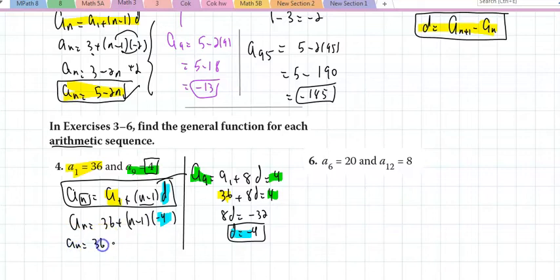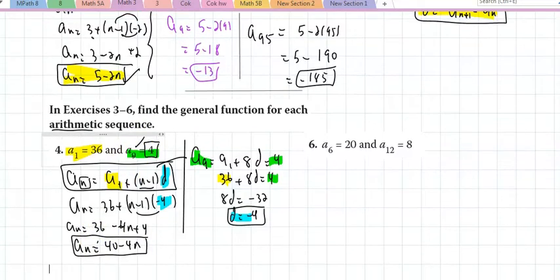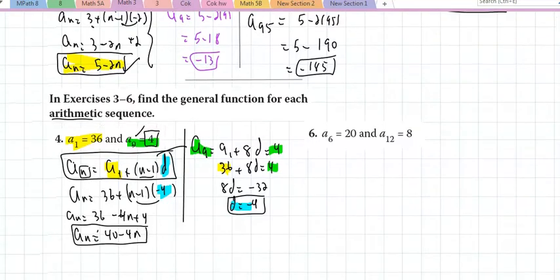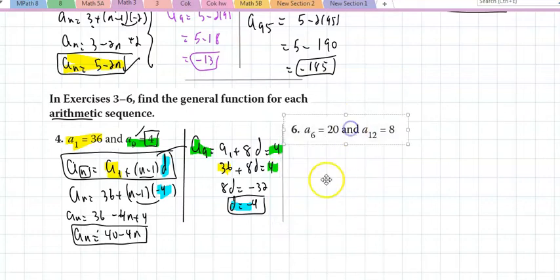That is 36 minus 4n plus 4. So the general term is 40 minus 4n. That will find any term on the list. And you could check, plug in 9, you'll get 40 minus 36, which is a 4. And what if they didn't give me the first term? Well, that's okay. Why is that? Because I know about systems of equations.